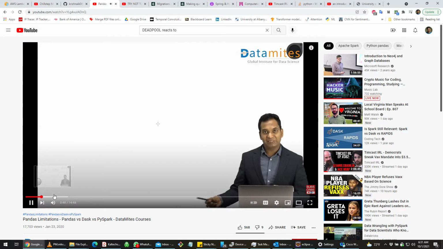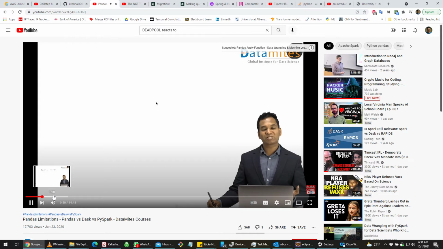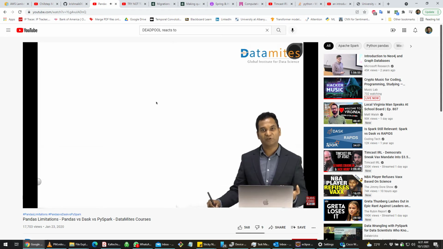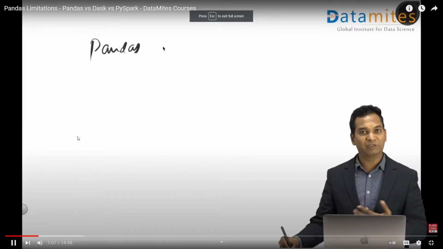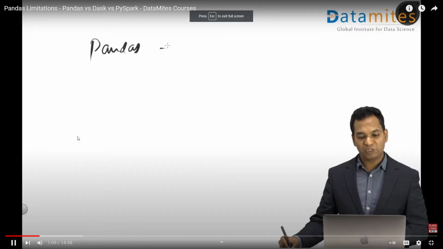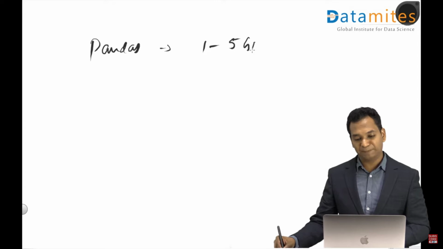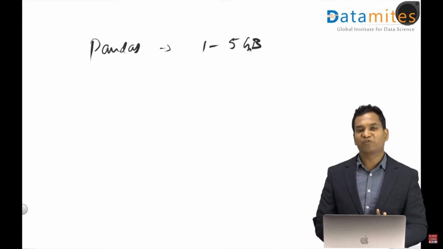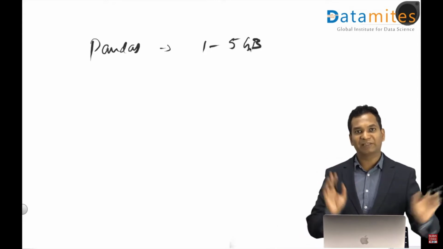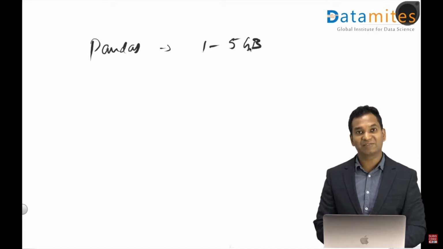Well, it really depends on the configuration of your system. If you're working on a decent laptop or a server, it really depends on how much memory it can actually hold. Typically, what we say is pandas can be safely used without any performance issues from 1 to 5 GB data. You can have millions of records with, let's say, 20, 30 fields within this range.